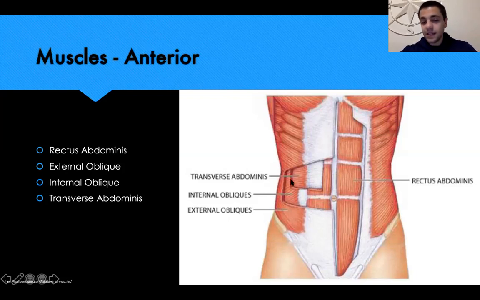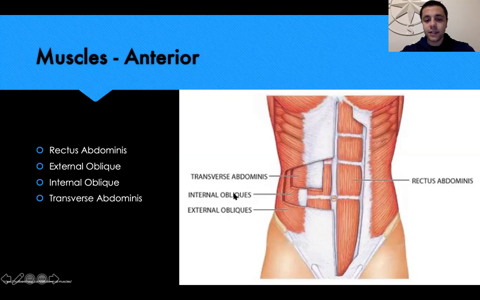And then lastly, deep to that is the transverse abdominis, which runs horizontally and helps us brace our core and our abdominal cavity, especially when we're doing any sort of heavy lifting, anything like that, when we have to brace our spine.